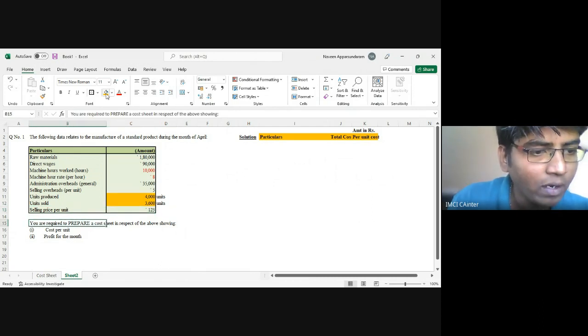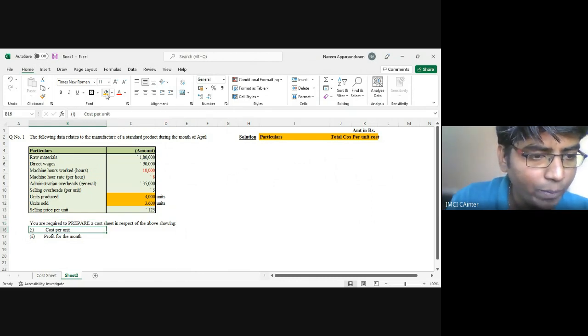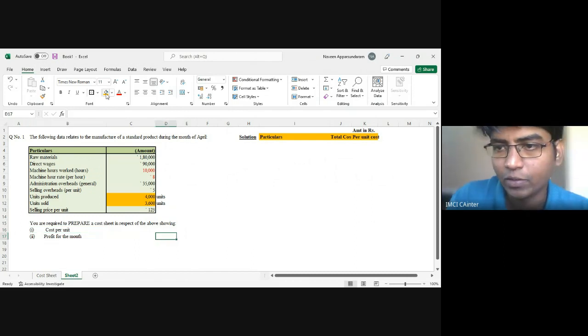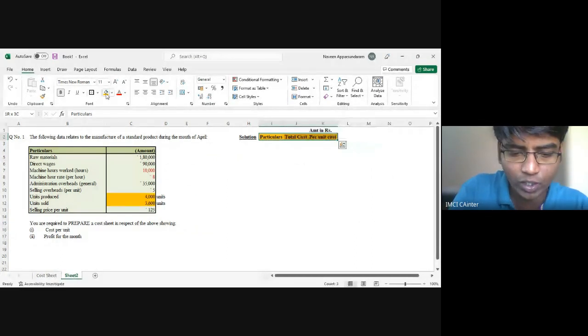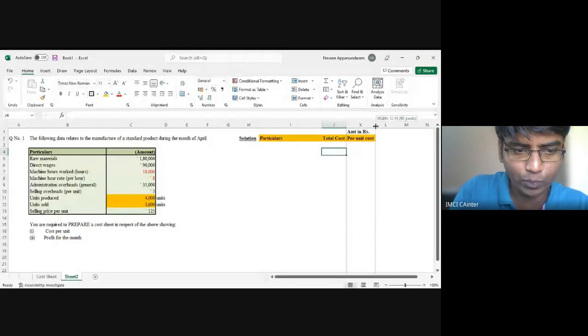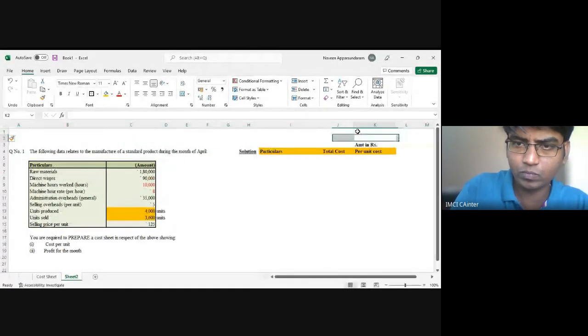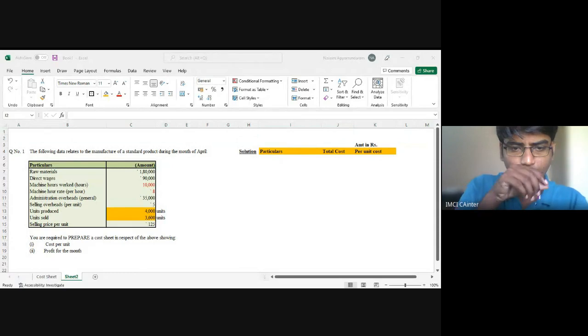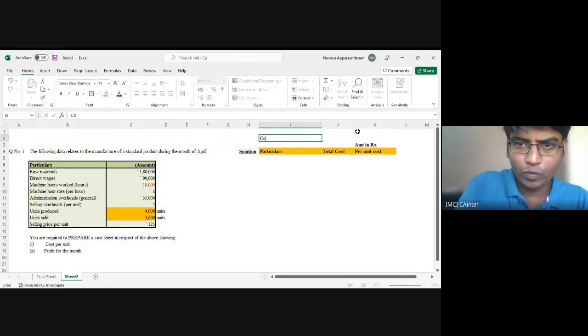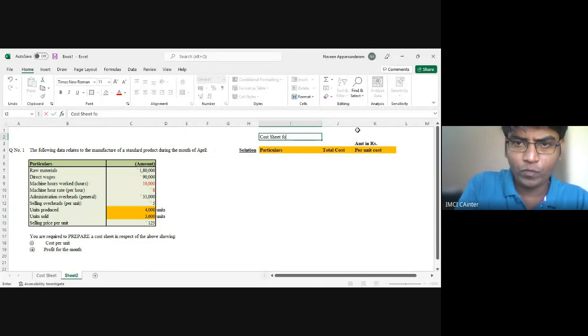What are we required to prepare? You're required to prepare a cost sheet in respect of the above, showing cost per unit, and the profit for the month. So two things we need to arrive at: cost per unit, and profit and loss account, so profit for the month. April month. Cost sheet, month of April.